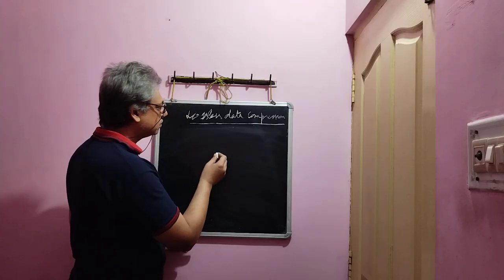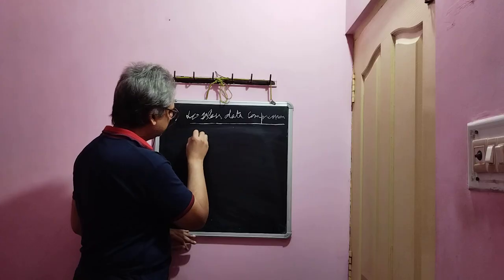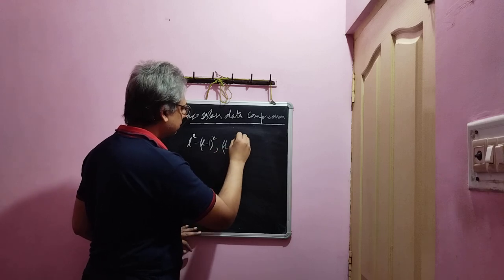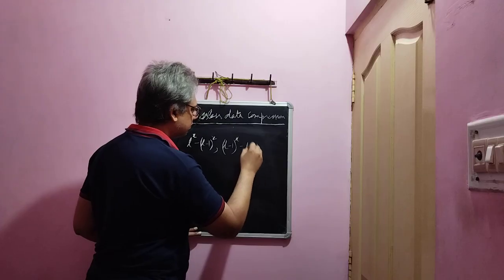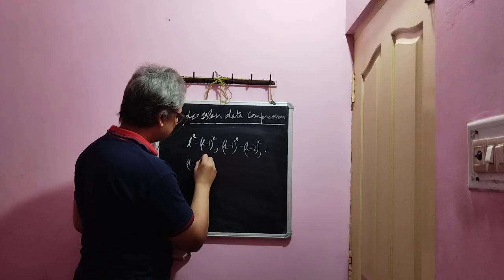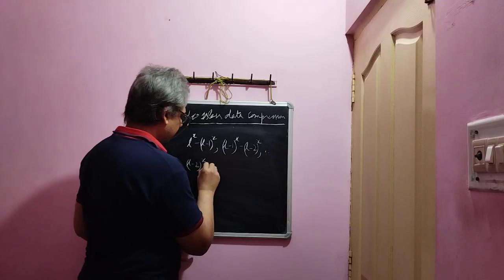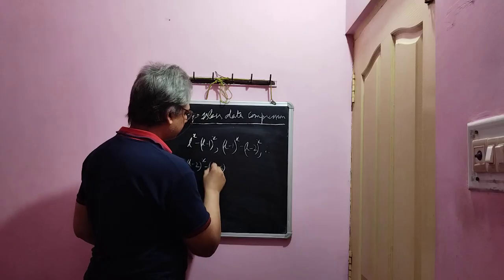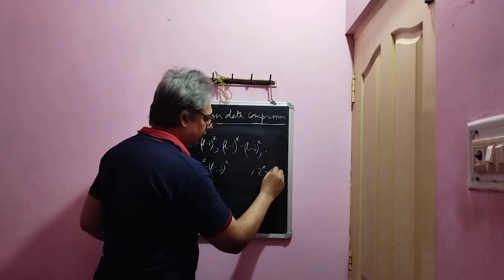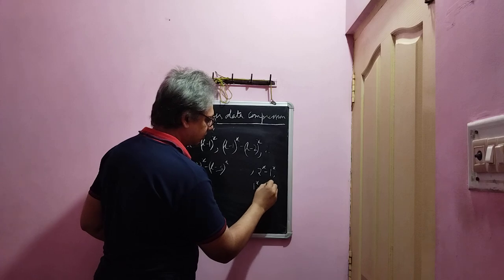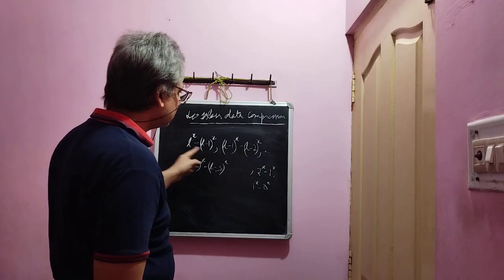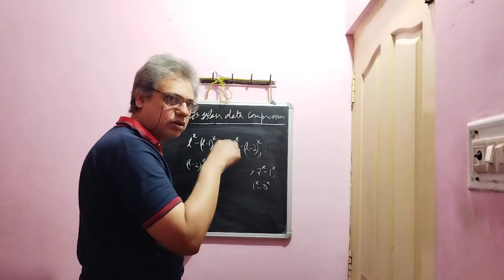Now the weights we assign are successively L power X minus L minus 1 power X, comma, L minus 1 power X minus L minus 2 power X, comma, and so on, L minus 2 power X minus L minus 3 power X, and so on up to 2 power X minus 1 power X, comma, 1 power X minus 0 power X. So these are the weights we assign to the L bits in order to code L dash bits.